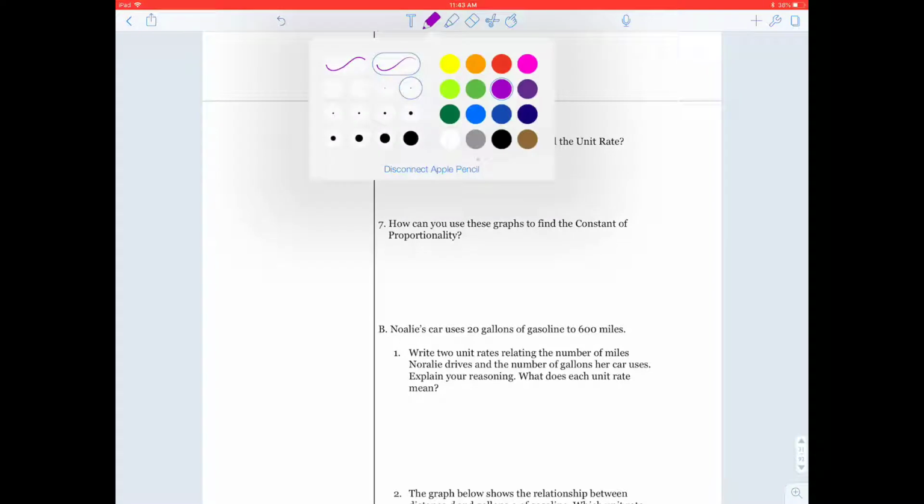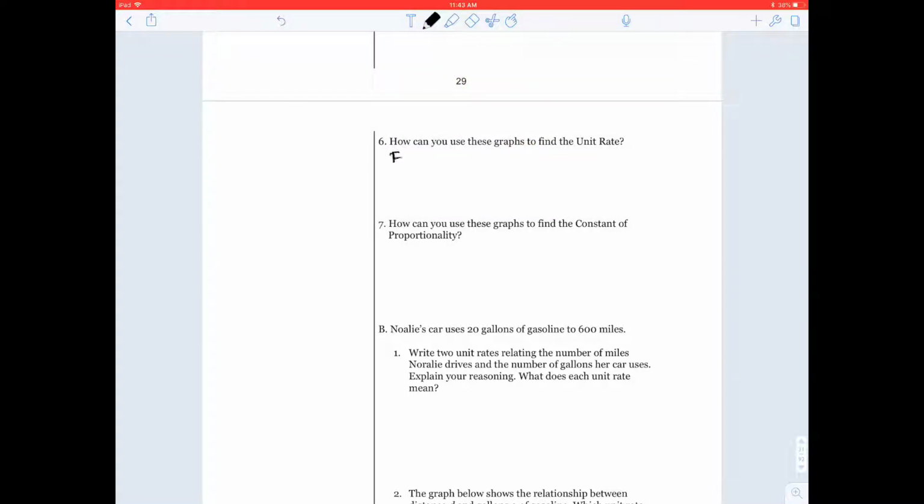So let's write that in words, please. Let's write down what we just said. Find 1 on the x-axis. Then we go straight up, move straight up.